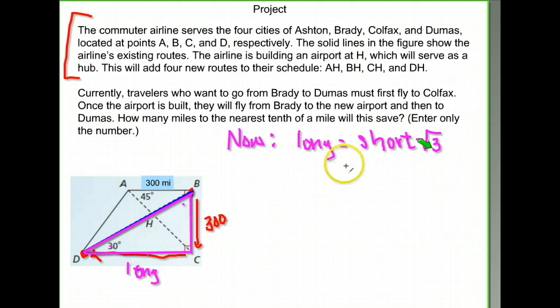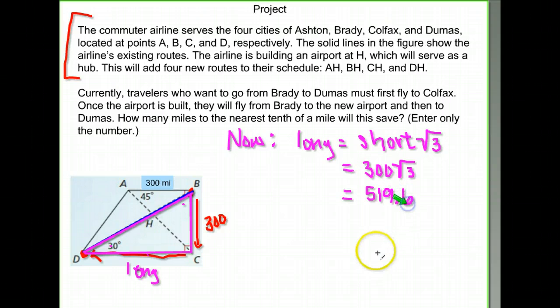Good. So yeah, you take the short leg times the square root of 3. So our short leg was 300. We're going to multiply that by the square root of 3. And it says round it to the nearest tenth. Good. 519.6. So the distance here is 519.6.